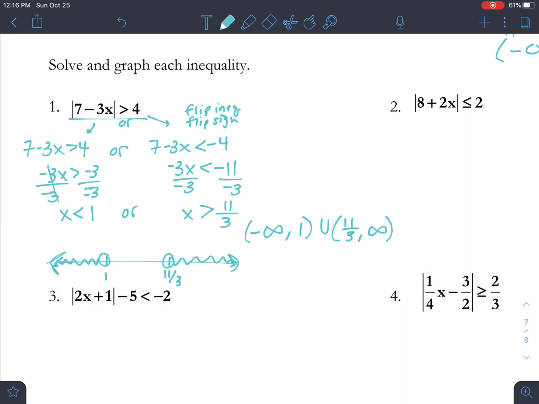Okay, let's try number 2. 8 plus 2x is less than or equal to 2. So we're going to take a look now at an absolute value is less than 2. All right, less than or equal to 2. And the equal to, by the way, and you'll notice here I did open circles. Here will be closed circles, so that equal sign still does the same task.